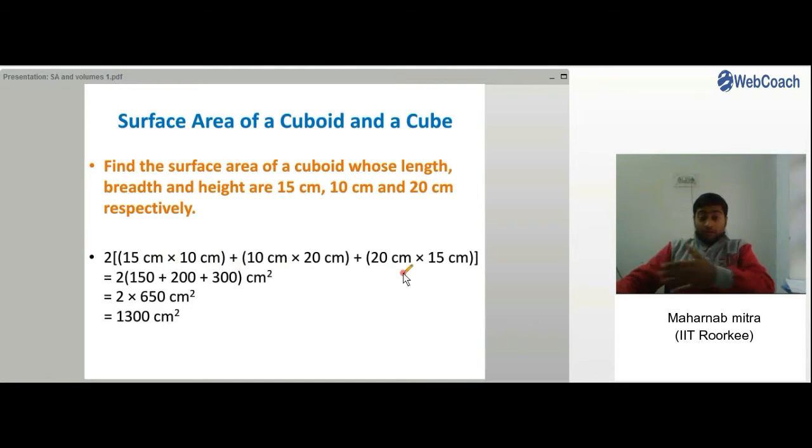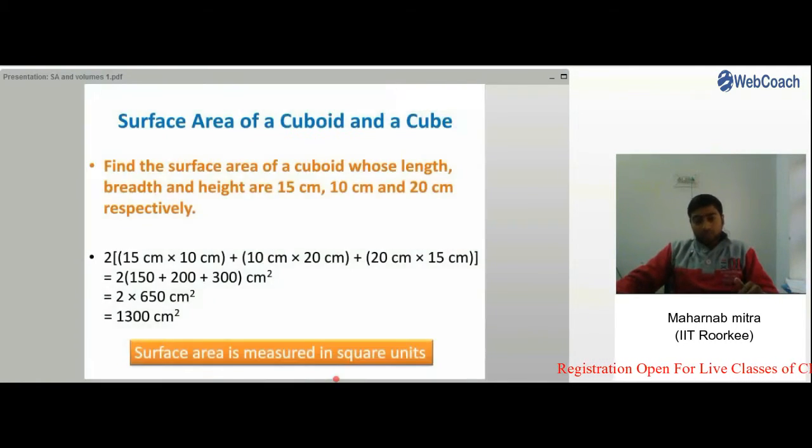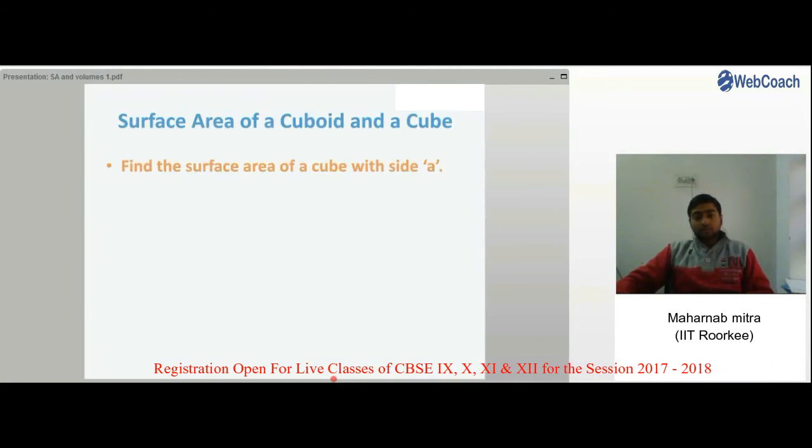So here you can see, by finding out everything in centimeters, we have obtained the answer in centimeter squared. If we had done the calculations in any other units, we would have got the answer in that unit squared. So you can see surface area is always measured in square units.